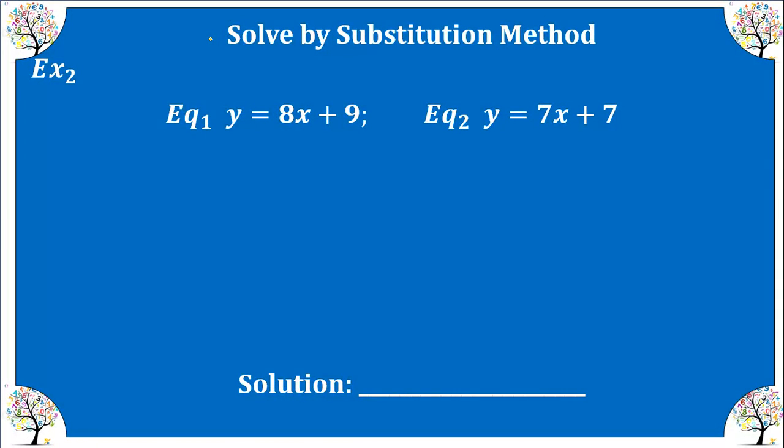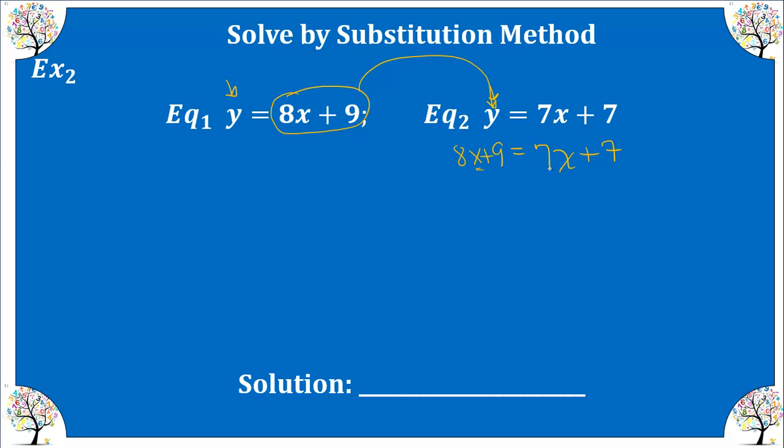Okay, let's look at example number 2. And remember, at any point you need to pause the video, do so. So when using substitution, the question is, do I have a variable isolated in either of the equations? And I actually have both y isolated in equation 1 and equation 2. So let's just say y equals 8x plus 9 and take that and substitute it in for this y here. So I'm going to say 8x plus 9 equals 7x plus 7.